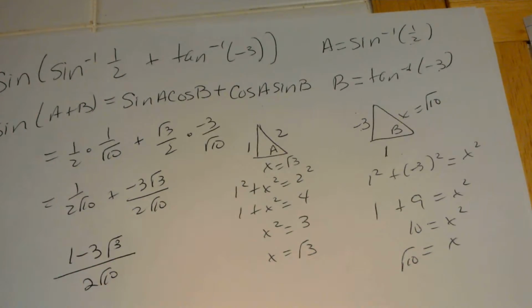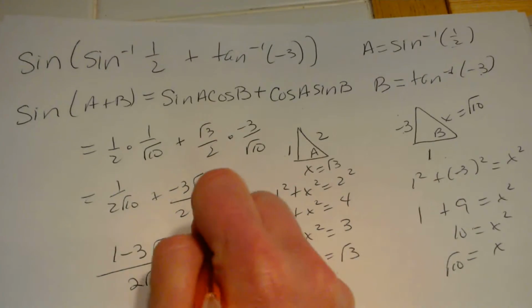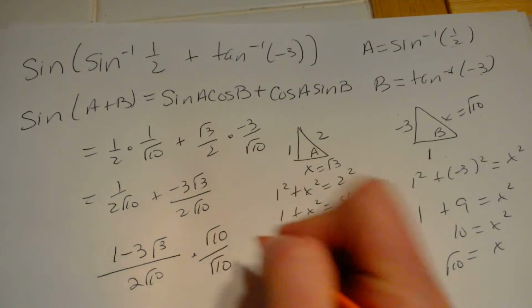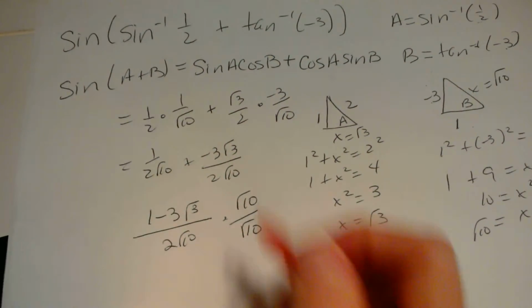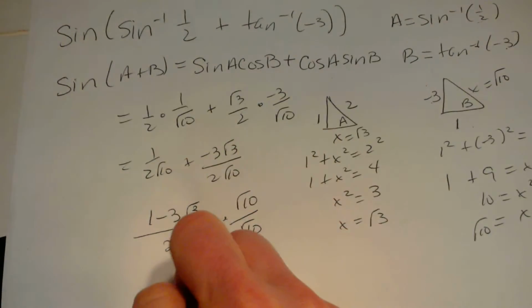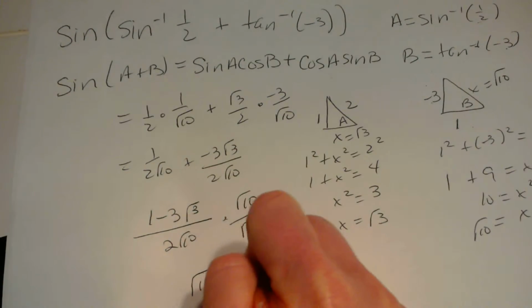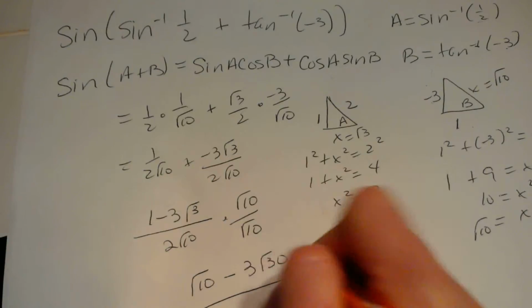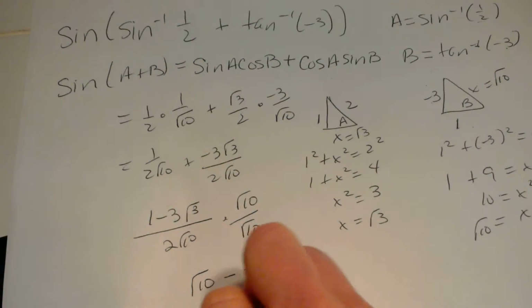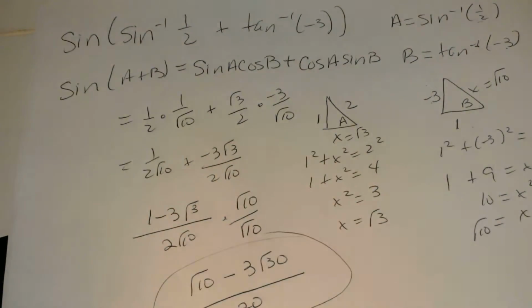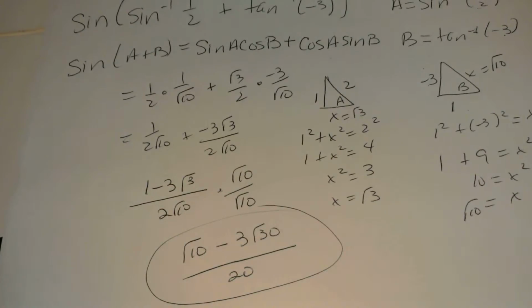We don't want the square roots in the denominator. So if I multiply the top and bottom by the square root of 10, that's going to distribute and give me the square root of 10 minus 3 times the square root of 30 over 2 times 10, which is 20. So this would be my answer. As ugly as that is, that's our answer.